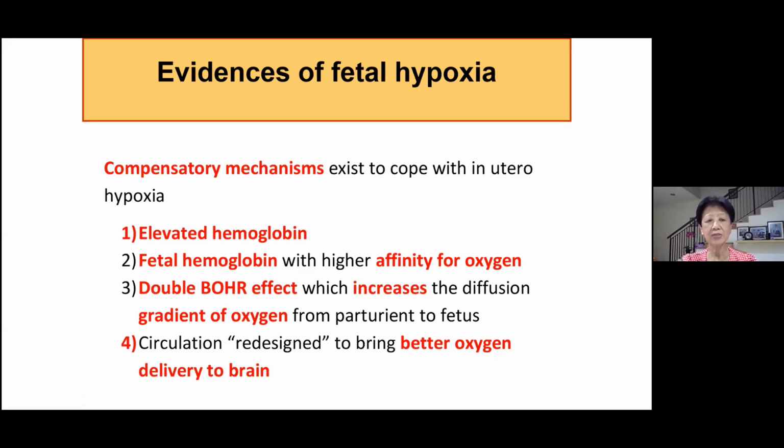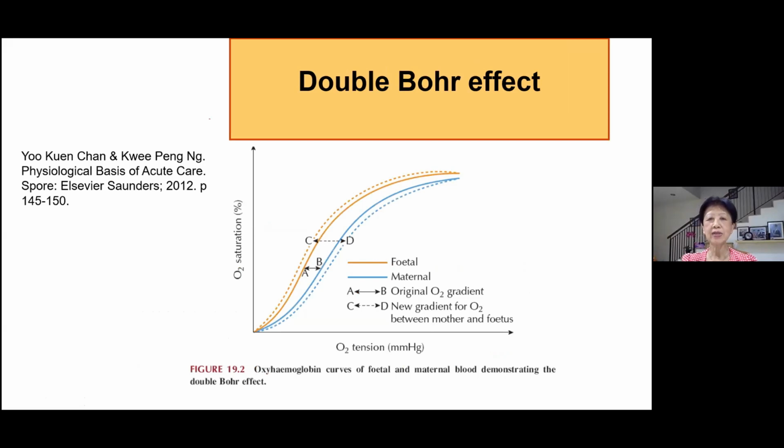Now I'm going to elaborate on items 3 and 4 here. What exactly do you mean by the double Bohr effect? As I said earlier, the oxygen dissociation curve of the fetus is to the left of the maternal oxygen dissociation curve. When the fetus empties carbon dioxide into the mom, the oxygen dissociation curve of the fetus moves to the left, and the oxygen dissociation curve of the mom moves to the right upon receiving the carbon dioxide. This is the Bohr effect, so it's a double Bohr effect, on one side here and on the other. And this increased gradient is responsible for the greater oxygen diffusion from mother to fetus as another compensatory mechanism.